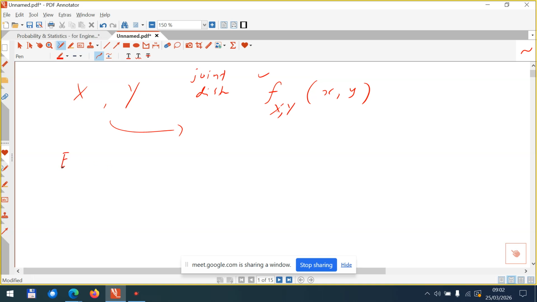Now we know how to work out E of X. We also know how to work out E of Y, and we can also compute E of some function g of x and y. So instead of working with x and y separately, we can say, okay, let's say we have a function g of x and y, and then we want to compute this, and so on and so forth. And then we also learned variance: variance of x, variance of y, and variance of some function of x and y.